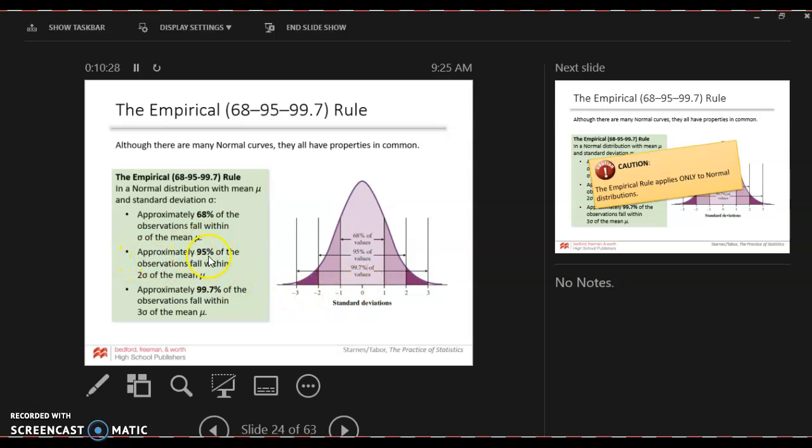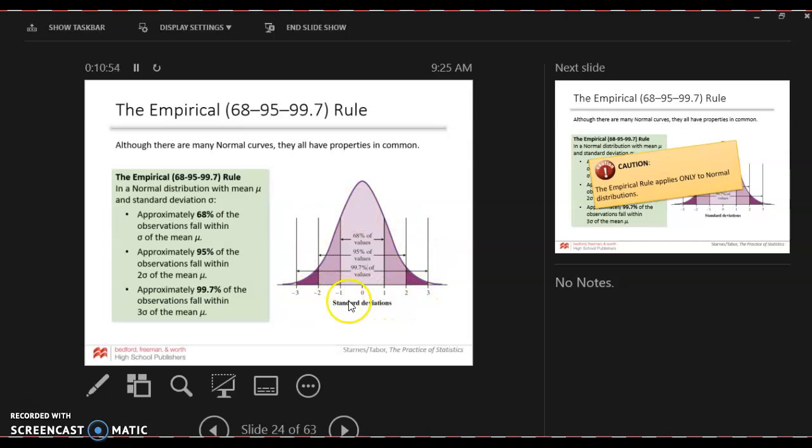Next, approximately 95% of the observations are within 2 standard deviations of the mean. So here again, I start in the center, but I go out 2 standard deviations below and 2 standard deviations above. Between these 2 standard deviations are 95% of people. And then lastly, 99.7% of observations fall within 3 standard deviations.